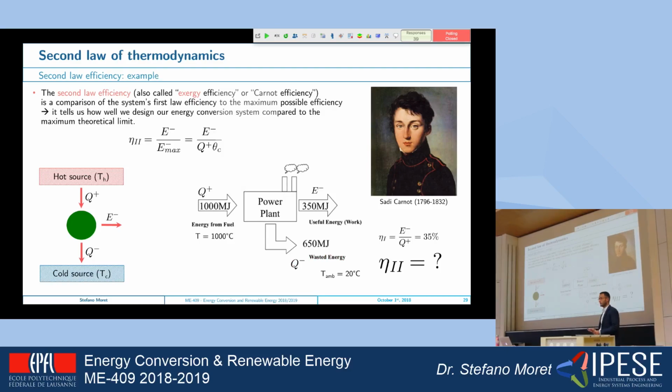Now I have the last calculation for you. You remember that before I showed you this power plant. In this power plant we have an input of 1000 megajoule, and we produce 350. So we know that the first law efficiency is 35%. My question is, what is the second law efficiency, knowing that the system works between 1000 degrees and 20 degrees? The only thing you don't have there that you might need for the calculation is remembering that the Carnot factor is equal to 1 minus T cold divided by T hot.